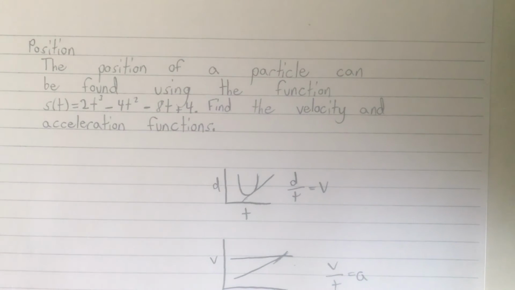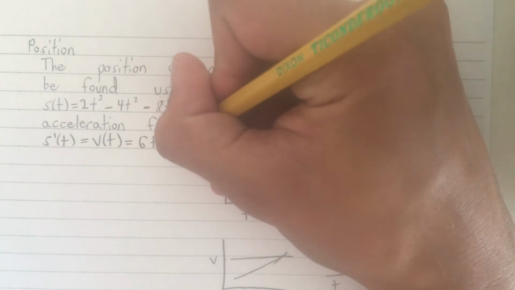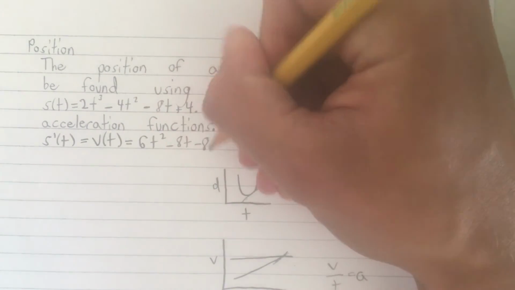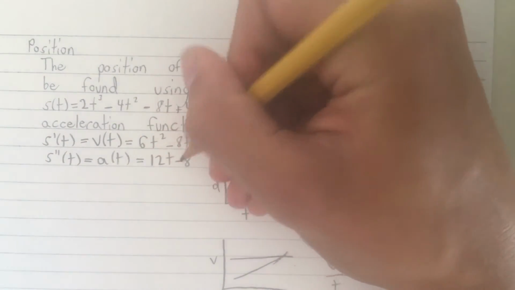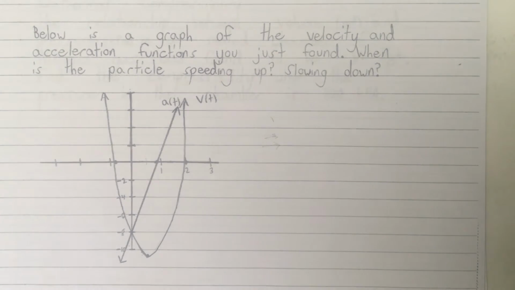So let's do the first problem. Find the velocity and acceleration functions. That's pretty easy, right? Especially after what we know, that s prime of t is going to equal the velocity function. So we just take the derivative and we get 6t squared minus 8t minus 8 for the velocity function. And then the second derivative, which is the acceleration function, is going to equal 12t minus 8. So we have our position function, our velocity function, and our acceleration function, right? We've also got to know what those mean and how to interpret them on a graph.